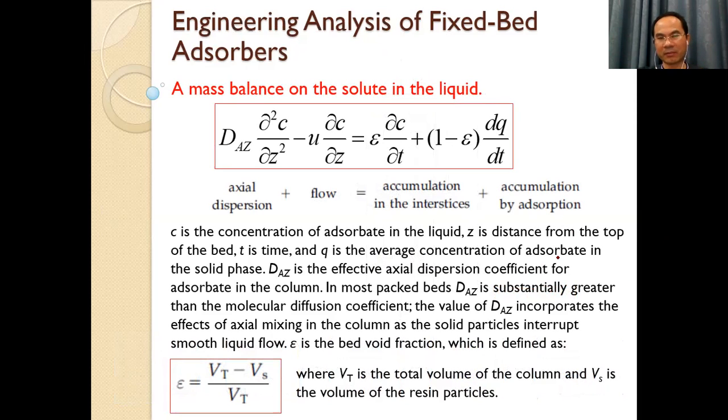For this case, it is a quite complex equation, a partial differential equation. After you make the mass balance of the solute in liquid, we have 1, 2, 3, 4 terms. This term is the axial dispersion. This is the flow. Flow from the top to the bottom, and this is the dispersion, back diffusion. This is the diffusion. And this is the concentration change, or accumulation of the solute in the liquid.